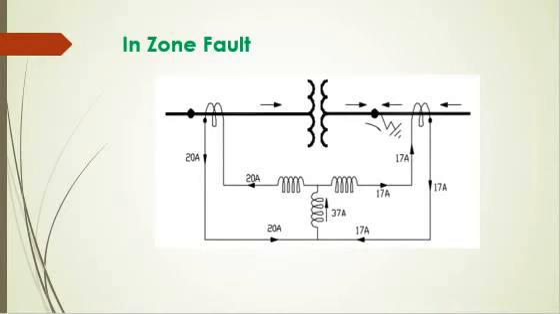Now let us see when the fault is internal, that is when the fault is an in zone fault as shown here. Now see, for the in zone fault shown, the current through the operate coil is very high, that is if we see the current flowing through the operating coil is now 37 ampere and the net restraining current is low. The differential relay will operate for this in zone fault.